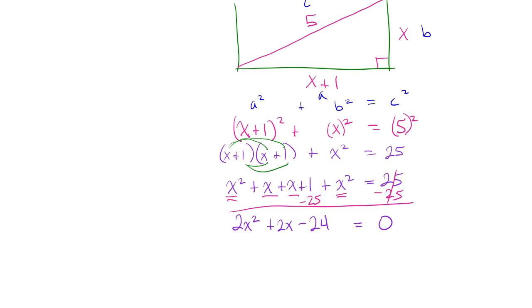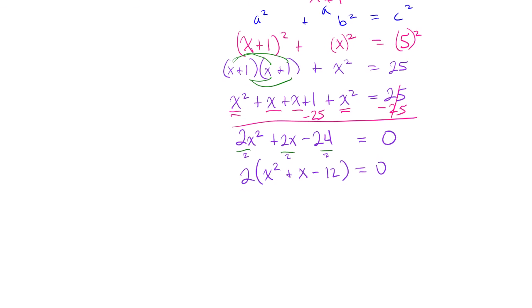All right, so since it's equals 0, we're ready to factor. So first I'm going to check for a GCF. And it turns out that we have a GCF, right? 2 goes into all of those values. So we can put a 2 on the outside. We divide everything by 2, right? So we're going to get x squared plus 1x minus 12 equals 0. All right, now we can factor.